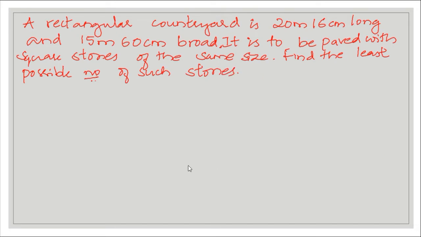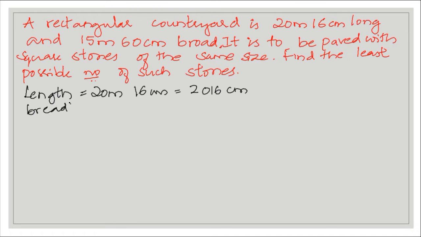As I had mentioned, this is a question related to highest common factor. So as we had done in the previous question, let us express the length and breadth in terms of the same unit. I'll consider the length as 20 meters 16 centimeters, in terms of centimeter it is 2016 centimeters, and the breadth will be 15 meters 60 centimeters, which is 1560 centimeters. To find the highest common factor, let us divide the larger number by the smaller number.